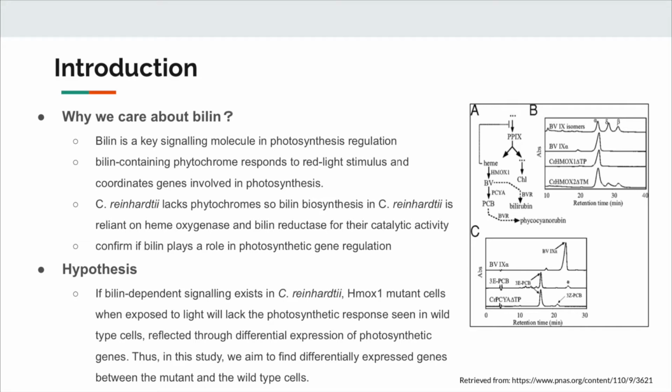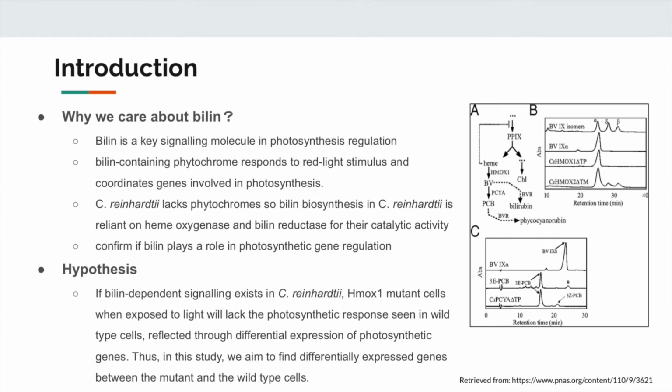According to Dunmu's study, bilin is a key signaling molecule in the regulation of photosynthesis. In most plants, bilin-containing phytochrome responds to red light stimulus and coordinates genes involved in photosynthesis, giving photoautotrophs an adaptive advantage during daylight transitions. Chlamydomonas reinhardtii lacks phytochromes, but bilin biosynthesis in this species still exists, and is done by heme oxygenase and bilin reductase.